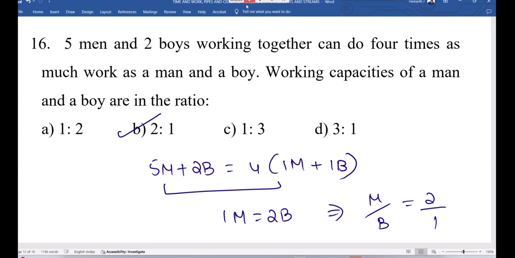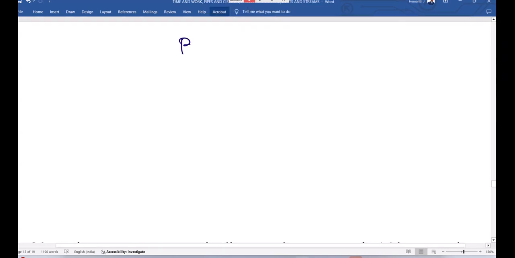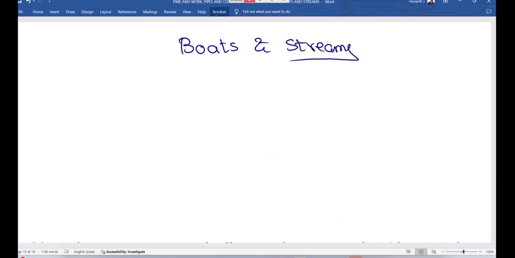5 men and 2 boys working together will do 4 times as much work as 1 man and 1 boy. If you just map, 1 man divided by 1 boy is 2:1. Regarding boats and streams, only a few things you need to update, like the terminology. This is a part of time and distance. So time is distance by speed, or speed is distance by time. All those will work out. The only thing we have to know is terminology: downstream, upstream, and before that, the speed of boat in water.